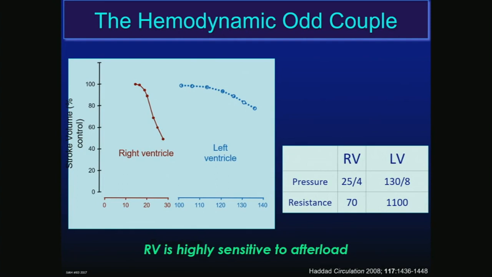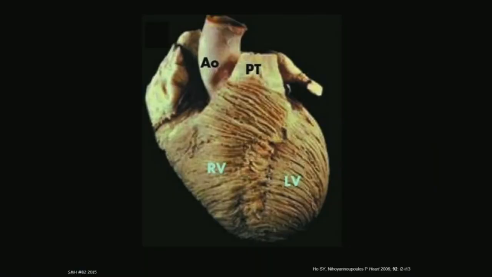They really are the hemodynamic odd couple. So as you can see on the left, the right ventricle is afterload dependent. Stroke volume goes down as afterload increases, and the left ventricle is not. Your blood pressure can vary within a fairly wide range without really decreasing your left ventricular output very much. And that's because the right ventricle is a low pressure compliant system, and the left ventricle is a high pressure system. For the purposes of this talk, we're going to talk about how the right ventricle is sensitive to afterload. We're going to talk about all the things that can go wrong and increase right ventricular afterload.